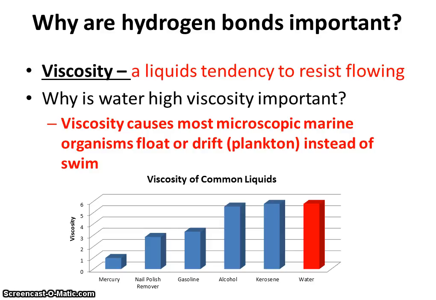Larger things in the oceans, like larger fish, can swim through the oceans because, like I said, water has a slightly high viscosity due to hydrogen bonding. It's not super duper thick like mercury or molasses. Water's high viscosity is caused by hydrogen bonding, which causes plankton, most small marine organisms in the ocean, to float or drift.